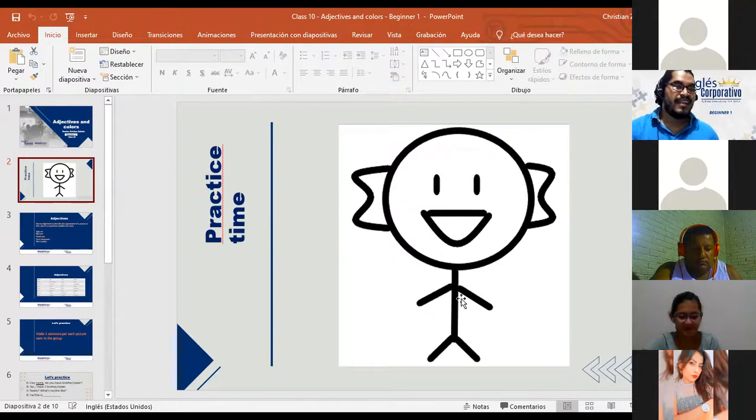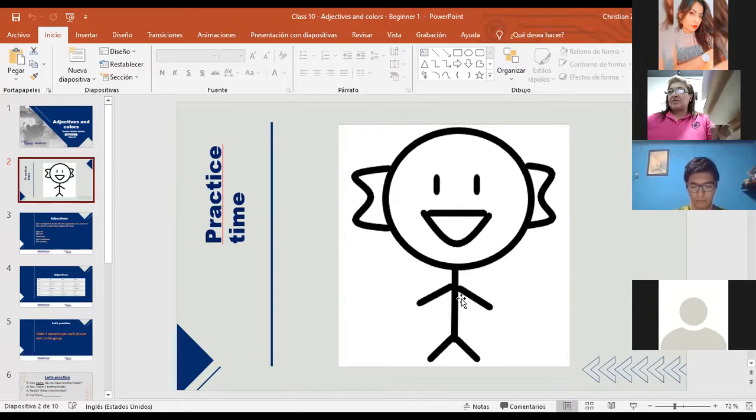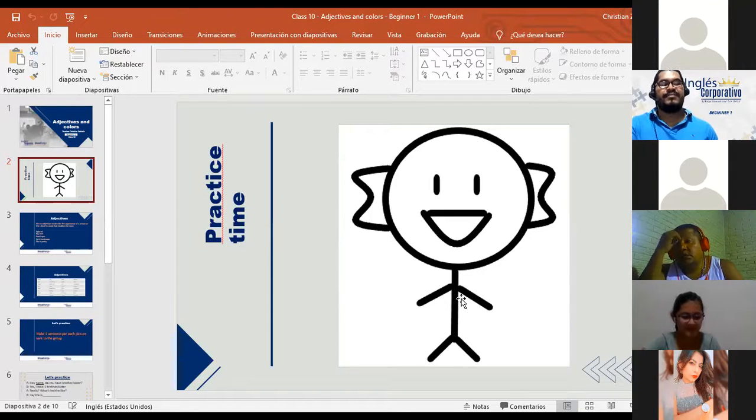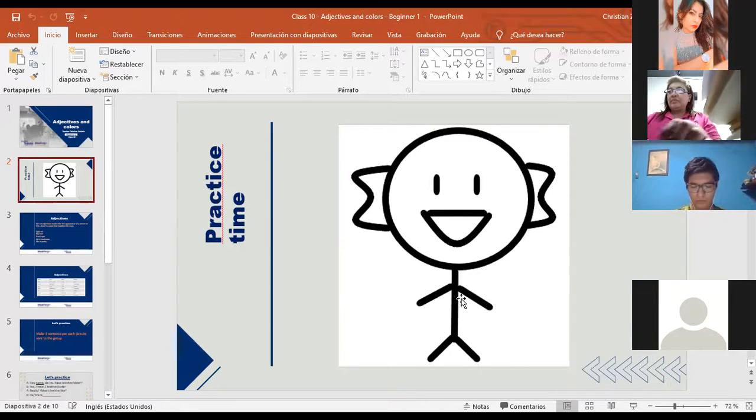So those are adjectives. There we have two adjectives that we use: big and small. We use them to add that qualification, that description, to a noun. Utilizamos los adjetivos para dar una descripción, para agregar un calificativo al nombre. We say big ears, orejas grandes. Small eyes, ojos pequeños. Big mouth, boca grande. Small body, cuerpo pequeño. Big head, cabeza grande.